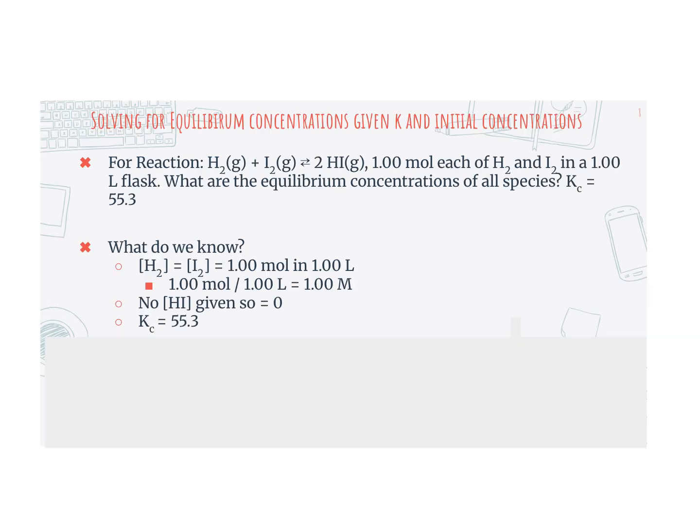So let's look at this example here. We're given this reaction, H2 plus I2 makes 2HI. We're given the concentration of H2 and I2 at the start of the reaction, and so this is essentially initial. So they add both of these together in a 1 liter flask, and they're asking what's the equilibrium concentration, assuming that we know the equilibrium constant is 55.3. So we know that we start at 1 mole per liter, which is 1 molar for each of them, and so we know that already. We're not given the concentration of HI, and so at the start of this reaction this should be 0, and we know our equilibrium constant Kc.